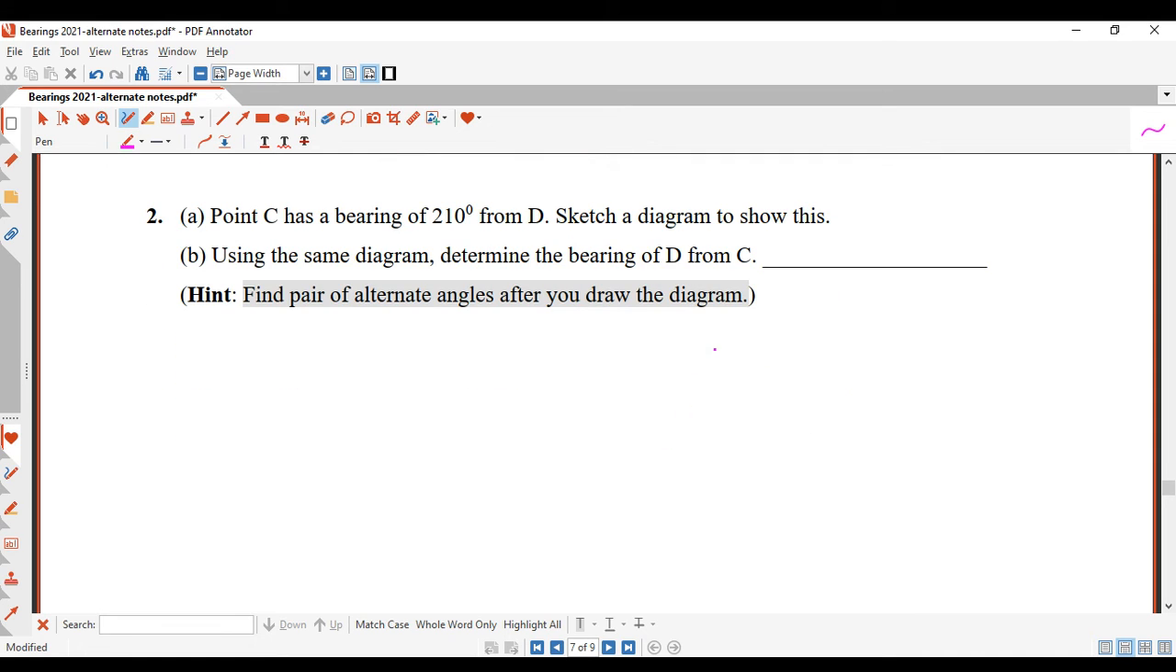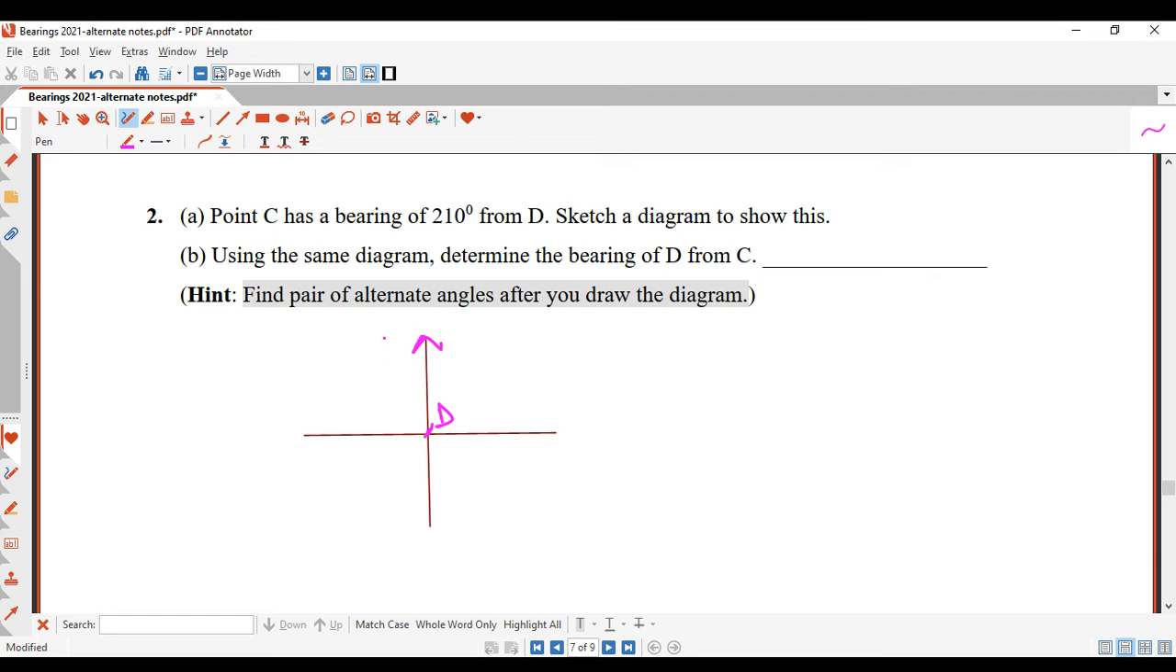It says point C has a bearing of 210 degrees from D. Sketch a diagram to show this. All right, so let's draw a compass again. Now it says the bearing is being taken from D. So it means the center of your compass is going to be D, just here.